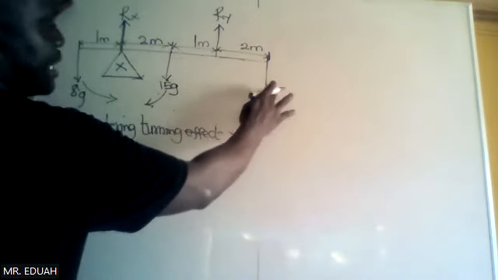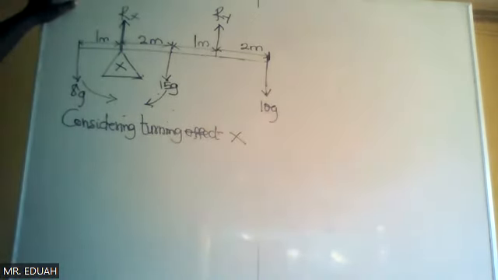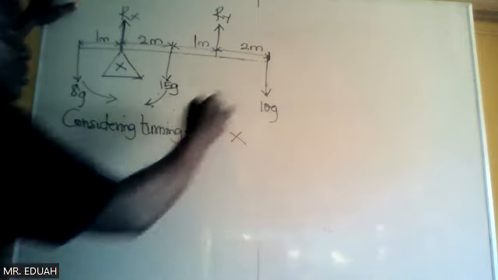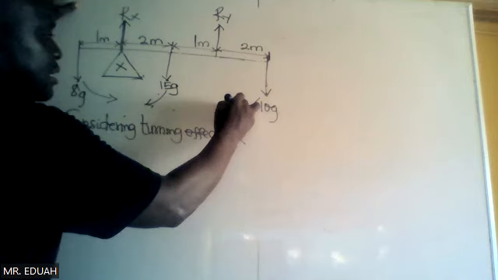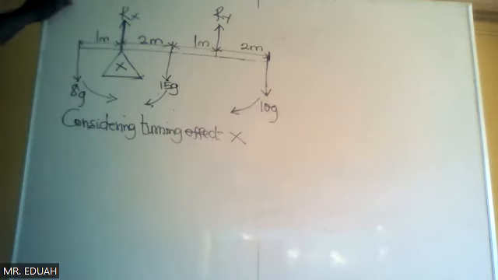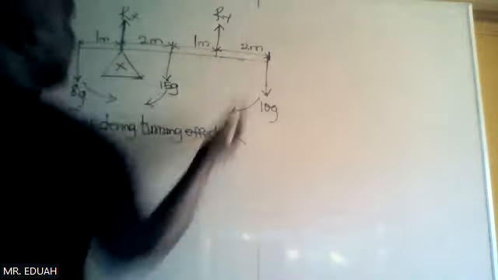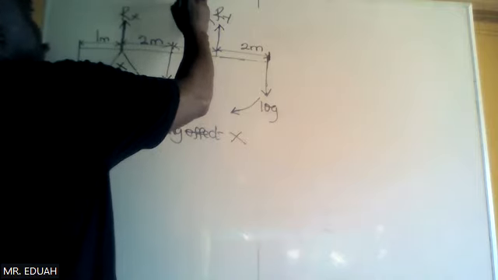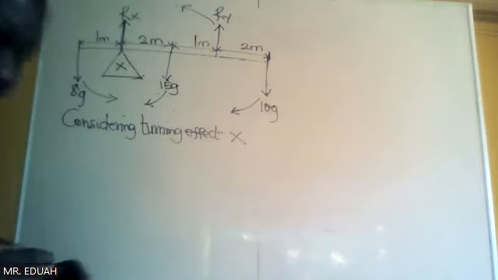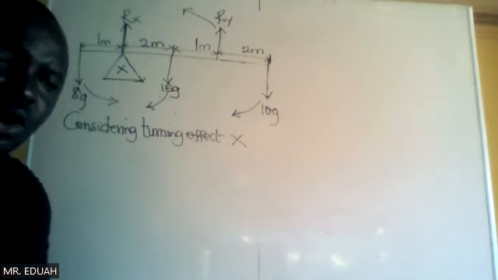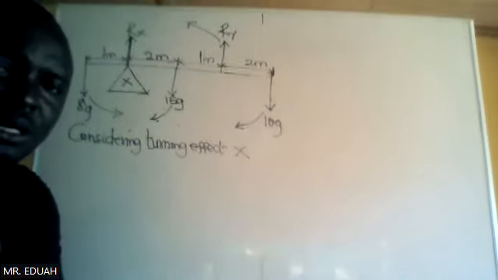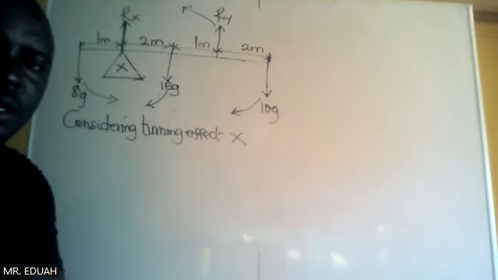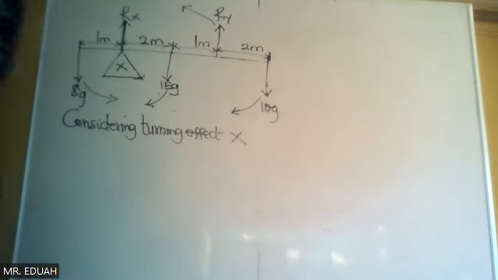What about the 10 gram mass? Will it be clockwise or anti-clockwise? Clockwise. So this will give us clockwise movement. Then the Ry. Will it give us clockwise or anti-clockwise? Anti-clockwise. This is going up, so it will turn this way. Anti-clockwise. What about Rx? Would Rx give us clockwise or anti-clockwise movement?